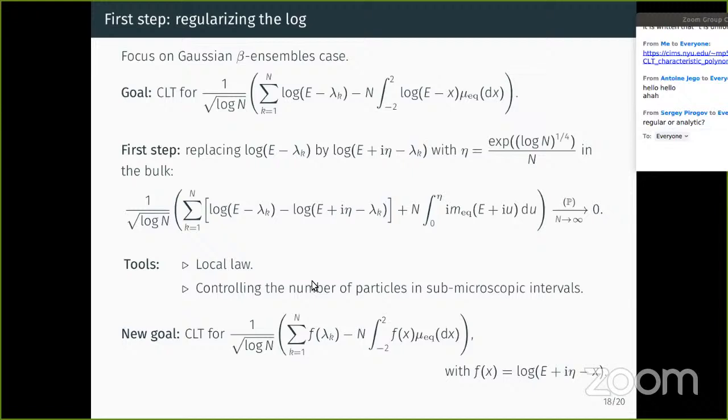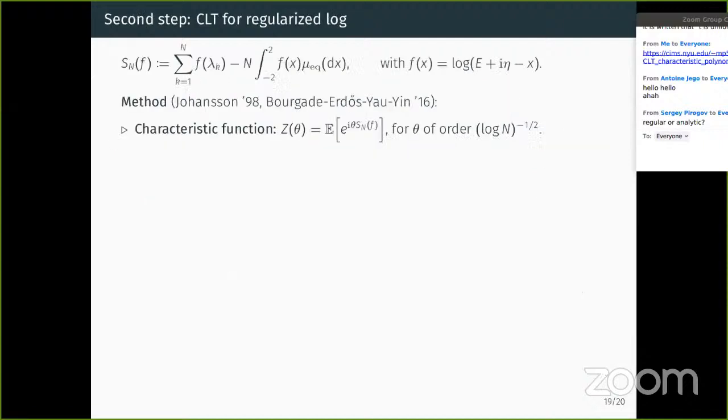Okay, and so the new goal is now to prove the CLT, but for this regularized log. It's important to say that we cannot go much further. We could change this function, which is a bit arbitrary, but we cannot go much further because here we would be stuck. And in the other part, if the function was not regularized as much as it is here, the argument would fail. So there is really an equilibrium between the two parts. In this part, we cannot regularize more. And in the other part, if it was less regularized, it would fail. So what is the other part?